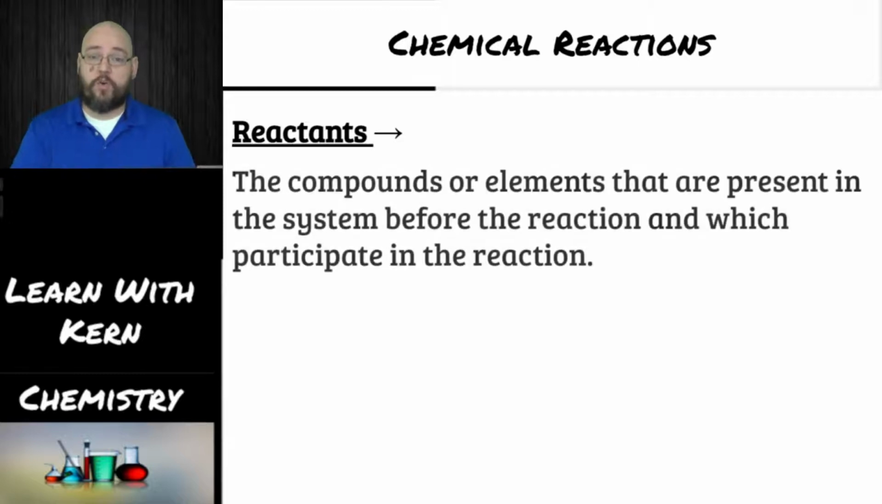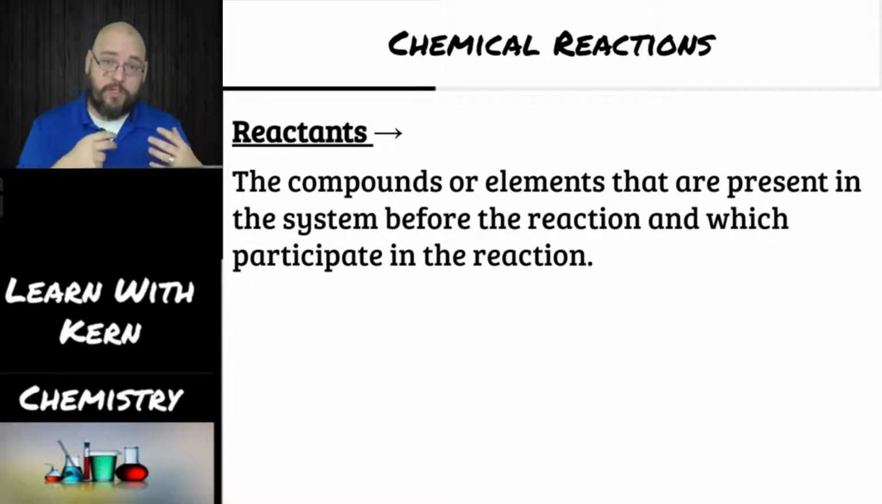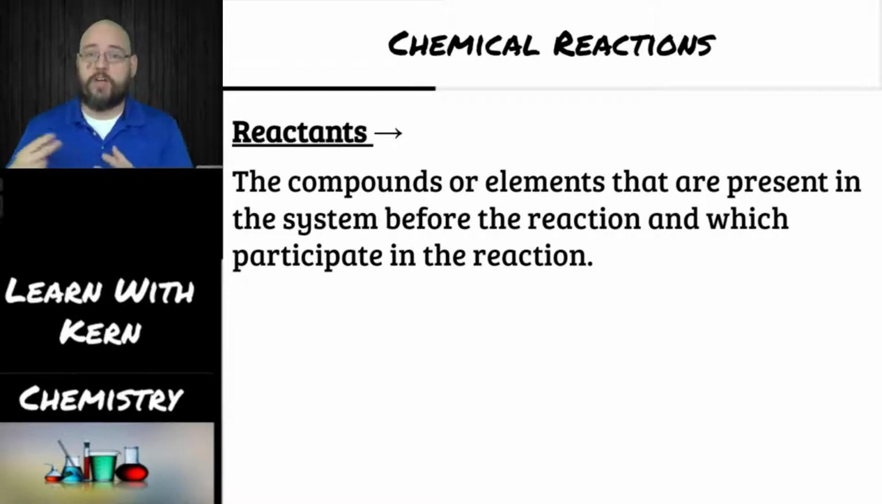Reactants are the compounds or elements that are present in the system before the reaction and the ones that participate in the reaction. Sometimes you'll have a lot of other things that are there, but they're not actually part of the reaction. So they're not considered reactants. They're what we call spectator chemicals. They're there, they are just there. They're not actually part of the reaction. So the reactants are the chemicals that are there and part of the reaction.